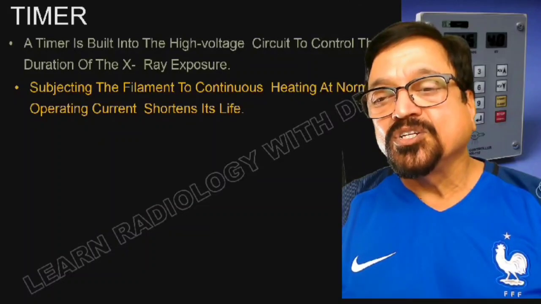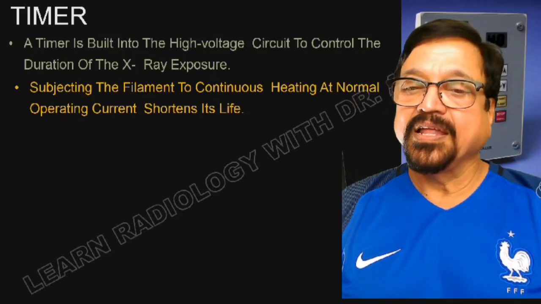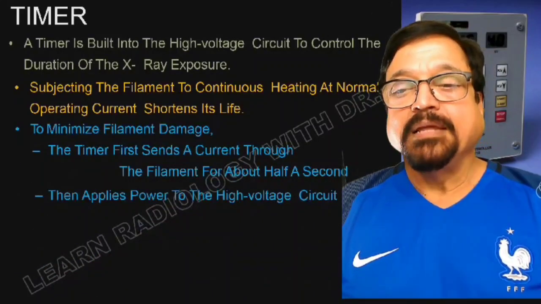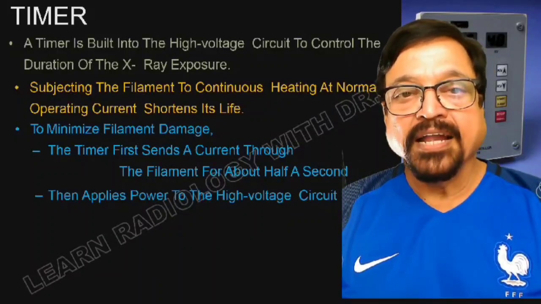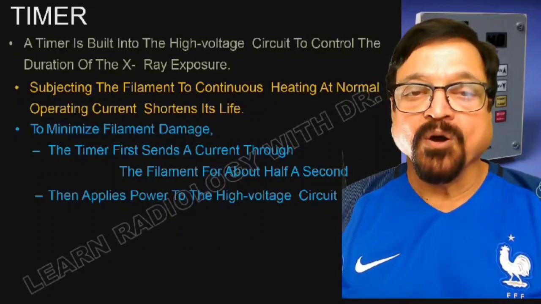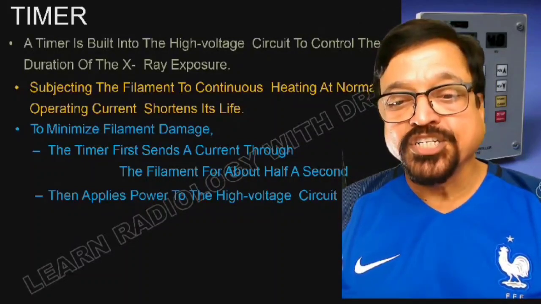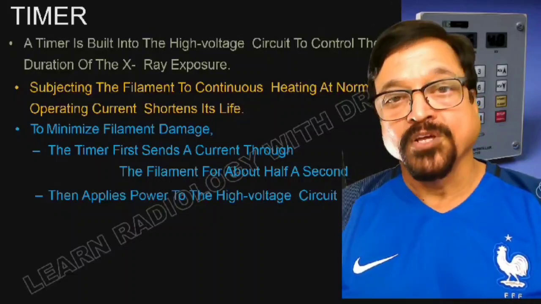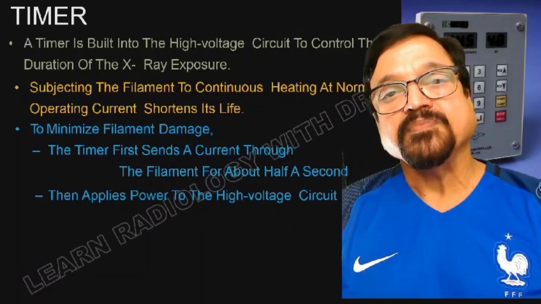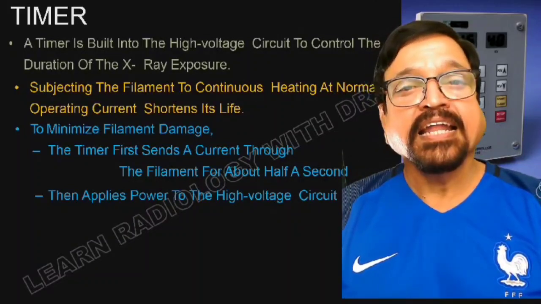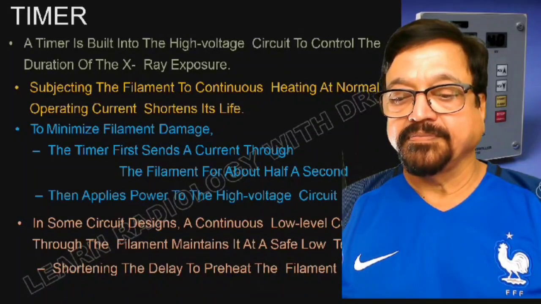Subjecting the filament to continuous heating at a normal operating current shortens its life. Now try to understand this. To minimize filament damage, the machine is kept on only when required. When not required, the machine will not be kept on, that is, X-rays will not be produced. It will give better control over the situation, and the timer will save electrical energy and wastage of X-rays, and give the correctly required exposure.